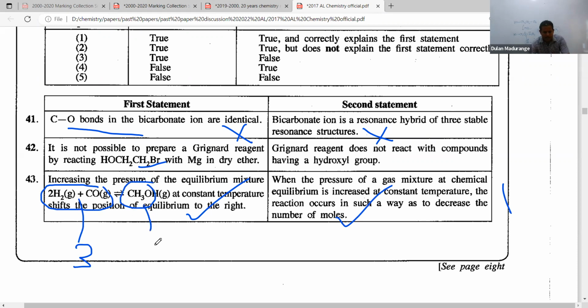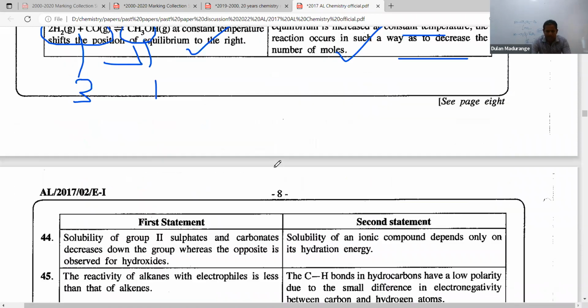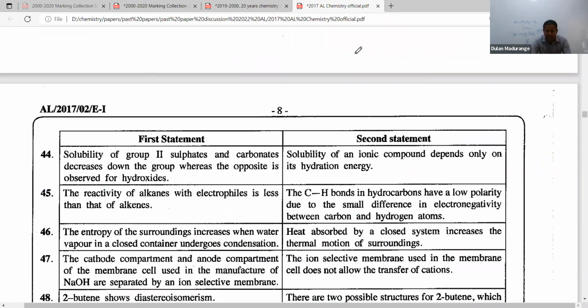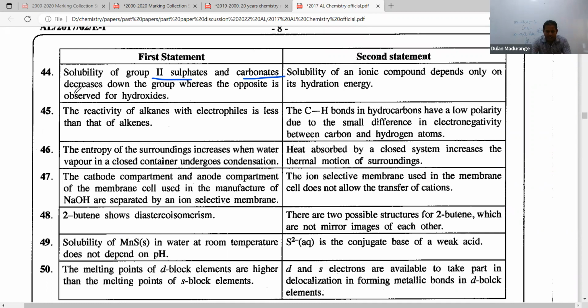So pressure එක increase කරාම මොකද වෙන්නේ? When you increase the pressure, system is trying to decrease the pressure. According to the Le Chatelier principle, so then the forward reaction is favorable. හරිනේ? මේ කියලා තියෙන ඒ ටික තමයි. හරි. අපි pressure එක වැඩි කරාම system එක try කරනවා pressure එක අඩු කරන්න. ඊට මෙතන solubility of group 2 sulfates and carbonates decreases downwards group whereas opposite observed for hydroxide.